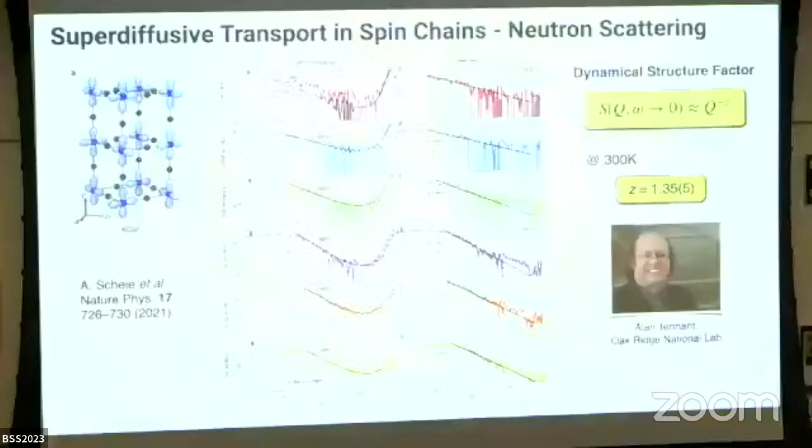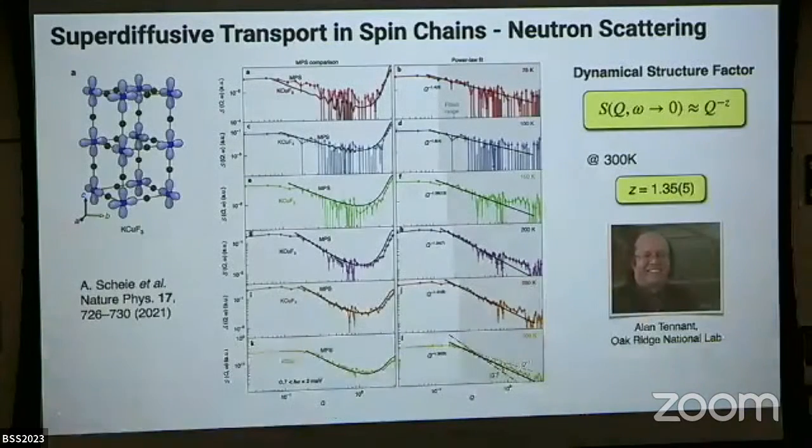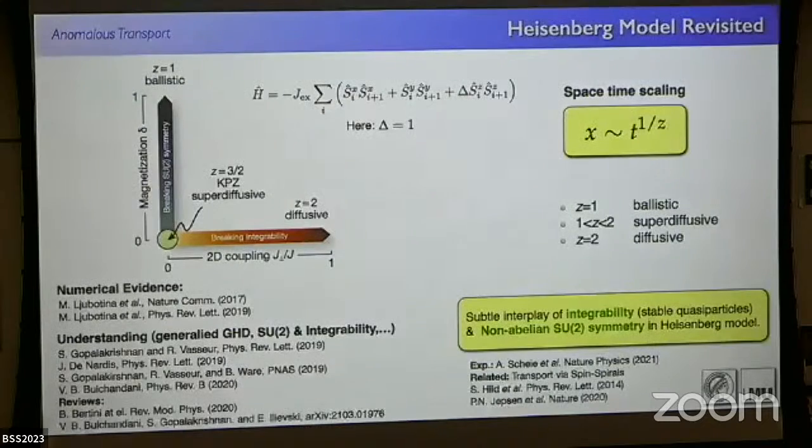Let me skip this quickly. I should mention briefly that there were actually very beautiful first experiments on measuring just this dynamical exponent by Alan Tennant at Oak Ridge on 1D systems. Should give credit to that, where they measured slightly lower than 3/2 dynamical exponent, but there was maybe the first hint that something is different here at the Heisenberg point.